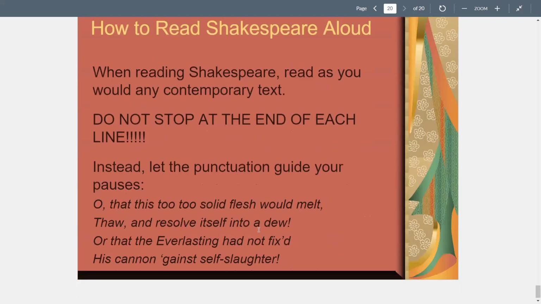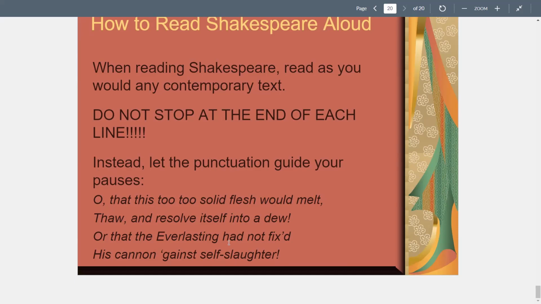So when reading Shakespeare aloud, read it like any contemporary text. Don't stop at the end of each line. Let the punctuation guide your pauses. "Oh, that this too solid flesh would melt, thaw, and resolve itself into a dew, or that the Everlasting had not fixed his canon against self-slaughter."